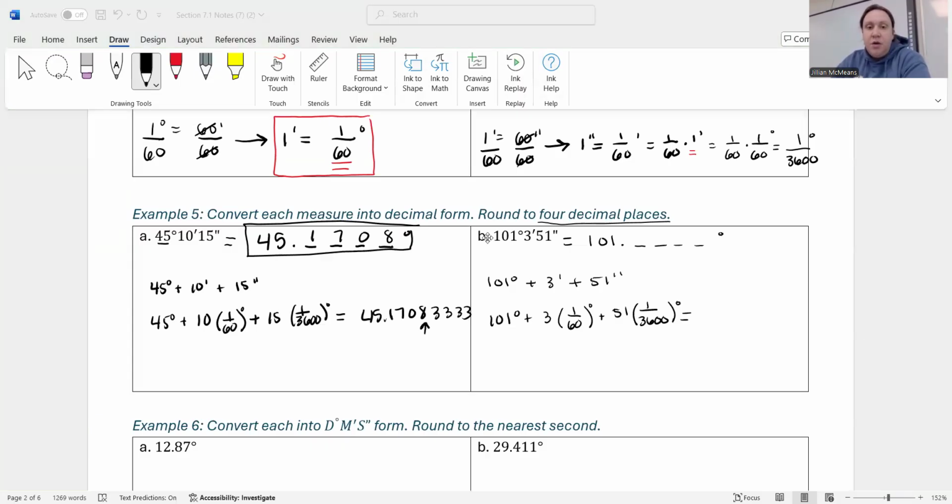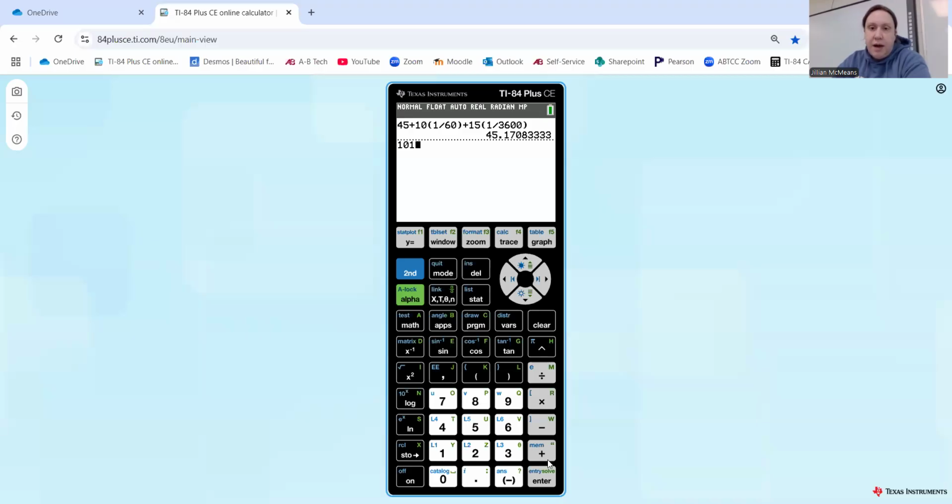So we had 101 degrees, we already know that, plus we had 3 minutes. For each minute, we have 1/60th of a degree. And then we had 51 seconds, and for each second, we have 1/3600th of a degree. So we hit enter, and we get 101, which we were expecting, 0.0641667. So let's see what that looks like.